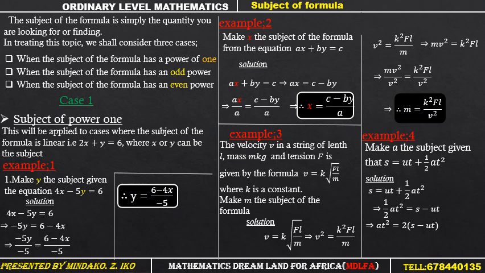Now we have at squared equals 2 times s minus ut. We notice again that what we are making the subject is a, and t squared is disturbing a. So we are going to divide all through by t squared. And if that happens, we are going to have a equals 2 times s minus ut divided by t squared. So we have finally made a the subject of the formula.